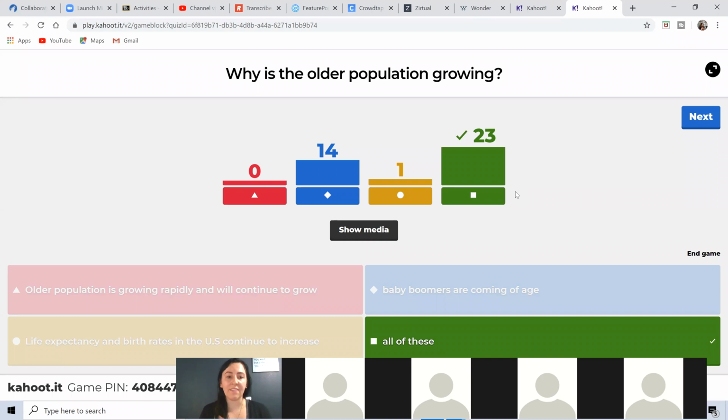Also, we have life expectancy and birth rates that are increasing. This is due to a lot of the new medical technology that's happening right now. That's another reason why life expectancy and birth rates are increasing, because we're not experiencing all of the health problems that we used to in the past, that would keep our birth rates and life expectancy low. And the older population is growing rapidly and will continue to grow, because of the other two reasons.